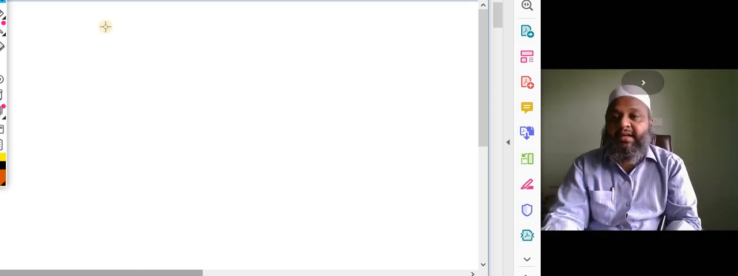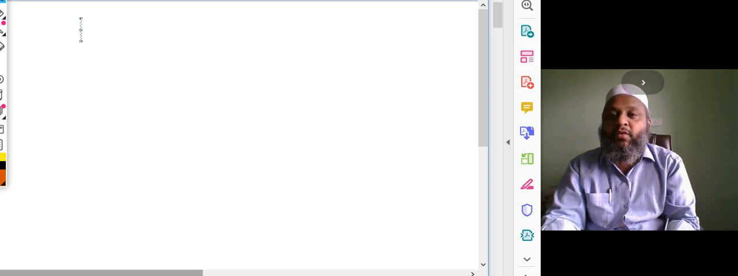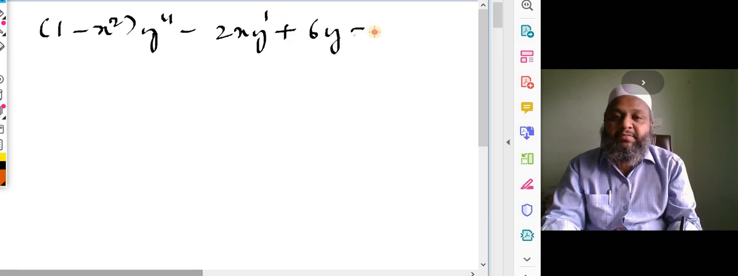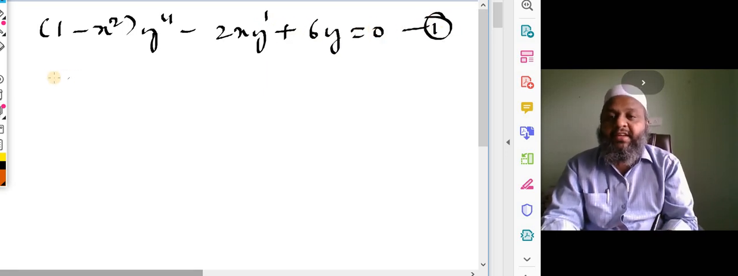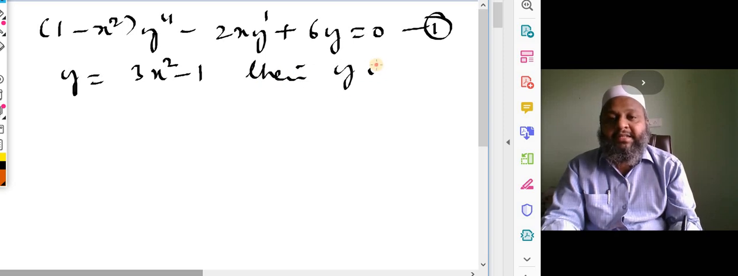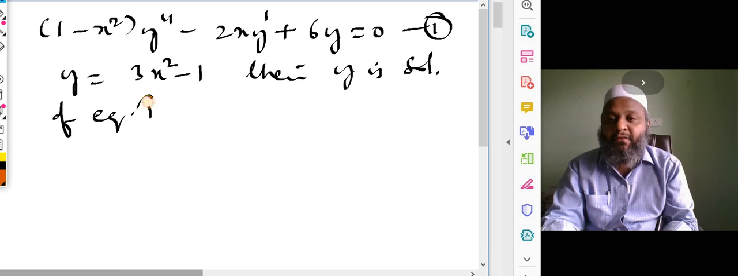For example, I come up with that same thing, that is 1 minus x square into y double dash minus 2x into y dash plus 6 times y equal to 0. You can very easily see that if I take the y value equal to 3x square minus 1, then y is a solution of equation 1. Let us just cross check and verify.